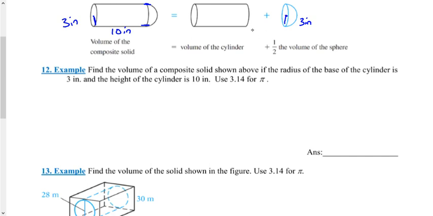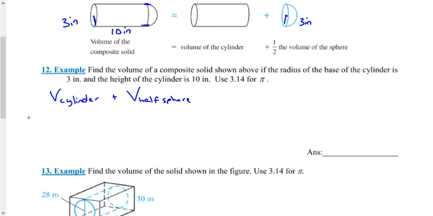We're good on this. This composite figure is going to be made up of two things. It's going to be the volume of the cylinder plus the volume of, this would be a hemisphere, right? But the half sphere, we'll call it. Okay.